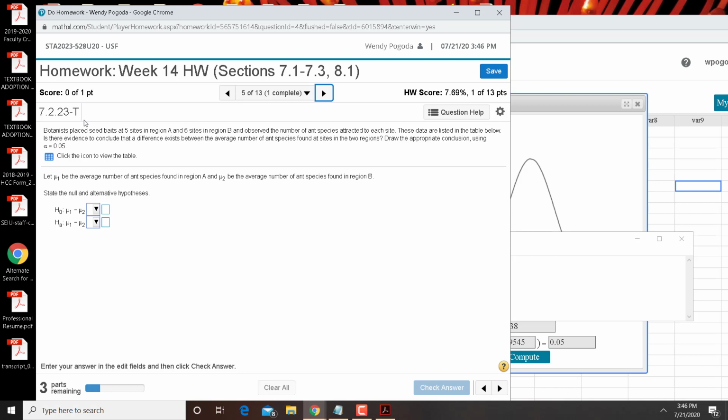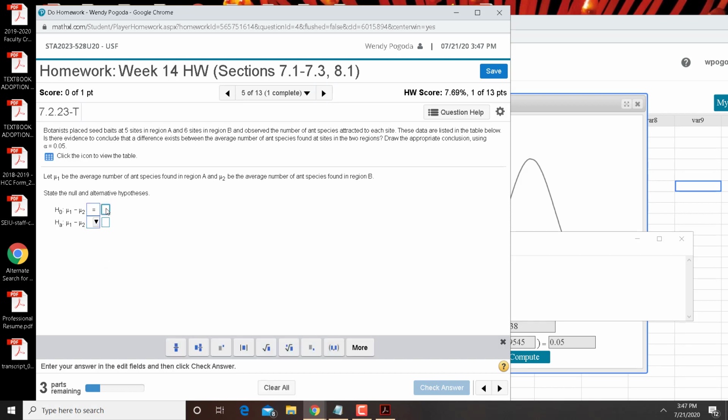So botanists place seed baits at 5 sites. The data is in the table below. Is there evidence to conclude that a difference exists between the average number of ant species found in each of the 2 regions? So similar to the previous one, we're just trying to see if mu1 is equal to mu2 or if they're different. This is equivalent to saying that if we took the difference between them, the difference would be 0. The alternative would be that the difference is not 0.